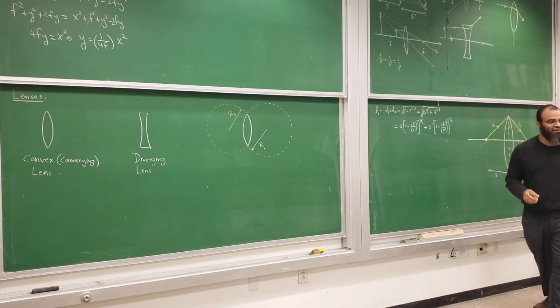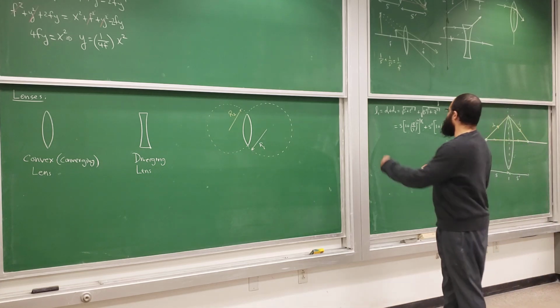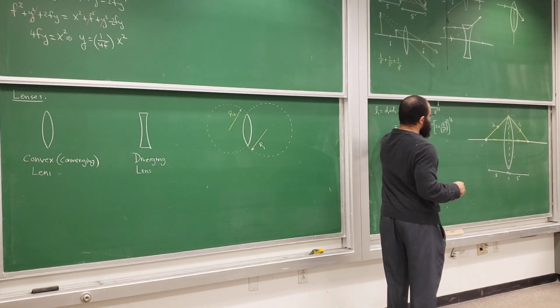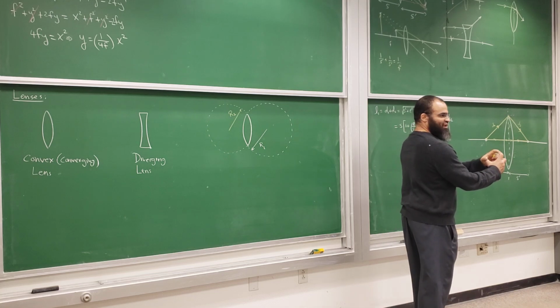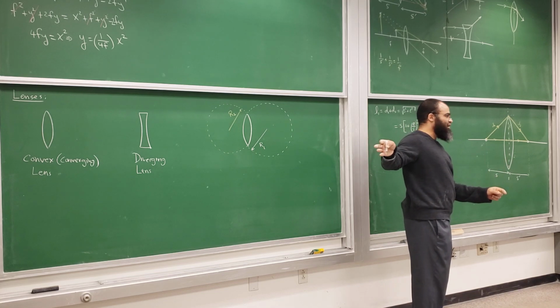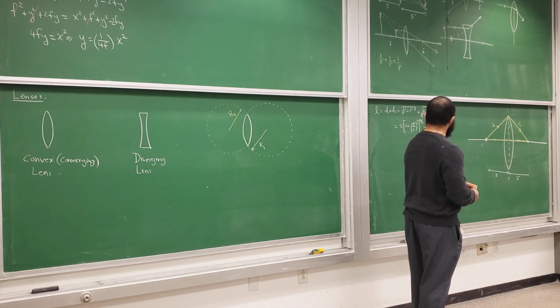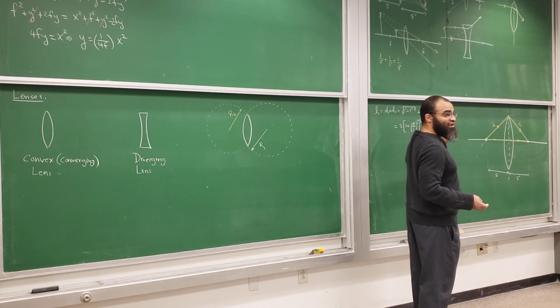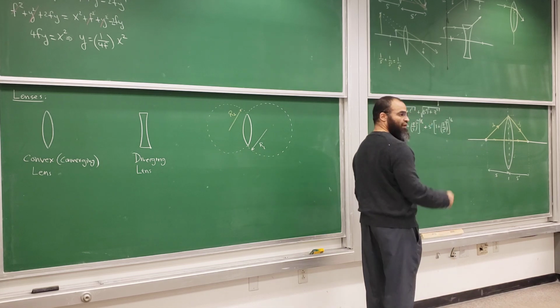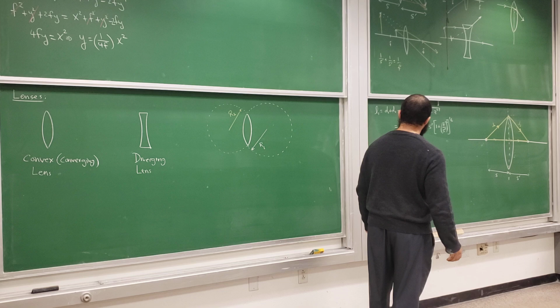Next, I'm going to use the approximation. I'm going to assume Z is much less than S, which makes sense. A lens usually is this big, the object is usually there. So I'm going to use the approximation that Z is much less than S, much less than S prime, and much less than the radius of curvature. Okay. The lenses are usually pretty thin.